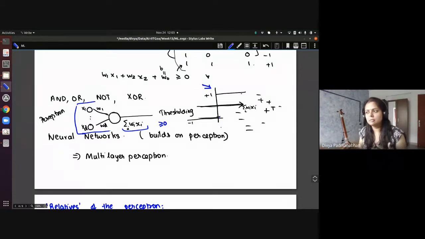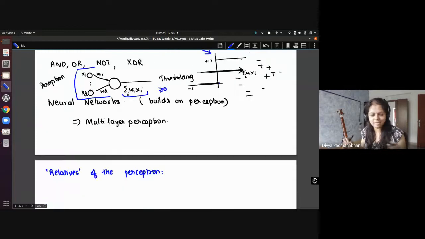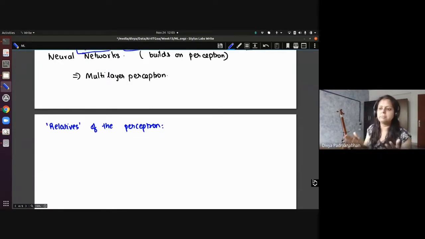Now there are different versions of the perceptron, or I would say relatives of the perceptron, depending on some tweak in some of these aspects. We won't go into an in-depth study of all these relatives. You'll see this in more detail in machine learning.